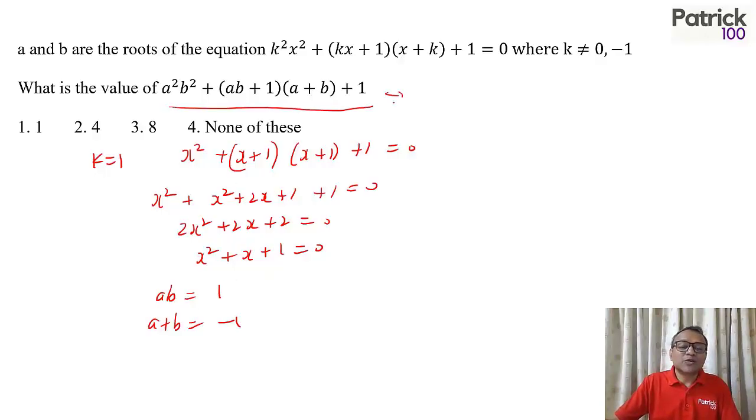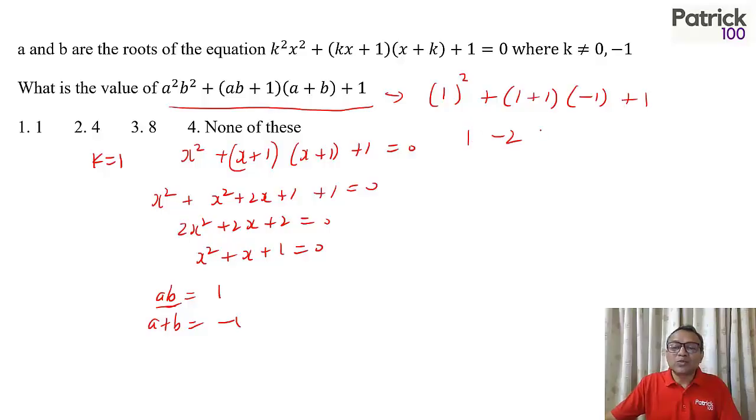If you substitute this equation out here, product of roots AB the whole square, 1 whole square, AB is 1, so A square B square is 1 whole square, plus 1 plus 1, A plus B is minus 1, finally plus 1. So you get 1 minus 2 plus 1, you get 0. So none of these. So when you put k equal to 1, you get 0. So automatically you can mark the answer as none of these in this case.